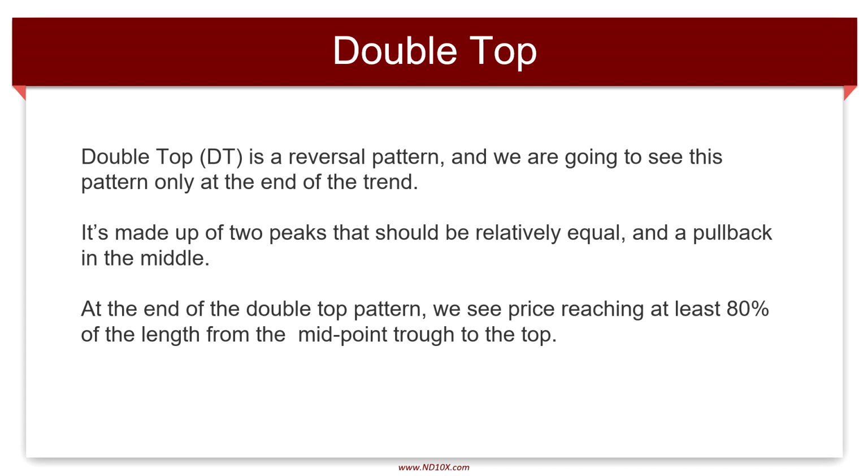Double top is a reversal pattern, and we are going to see this pattern only at the end of the trend. It's made up of 2 peaks that should be relatively equal and a pullback in the middle. At the end of a double top pattern, we should see price reaching at least 80% of the length from the midpoint through to the top.